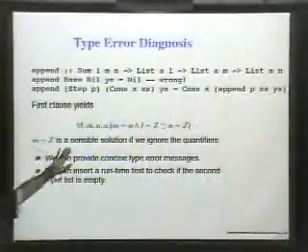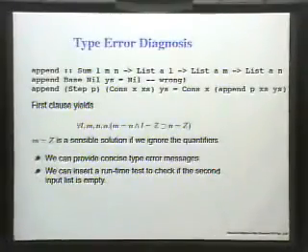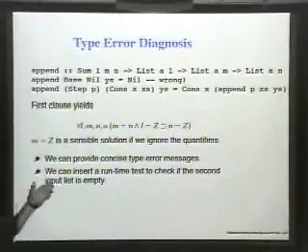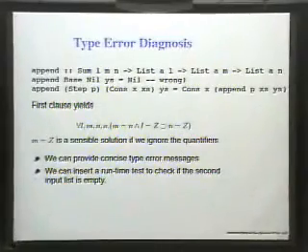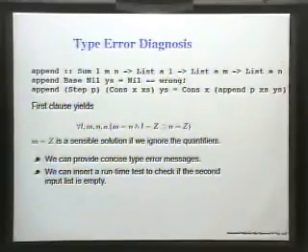Because if we ignore the quantifiers, we in fact find that M equals Z would be a sensible solution. Okay? So if we take M equals N, L equals Z, and N equals Z, then we in fact can conclude that M equals Z is actually a sensible solution. Now you can use this either to provide a concise type error message. This is really useful, I think. Or even you can insert a runtime check.